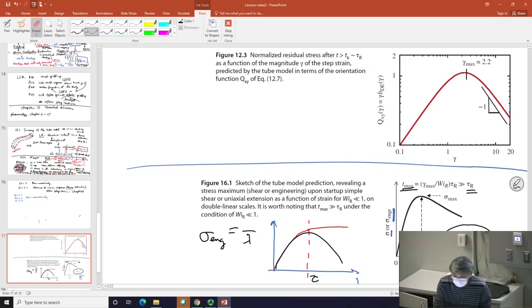In any case, I'm trying to show you that the tube model is capable of producing two maximums. One is in shear. I indicated before, we can do that one more time, that it turns out as you shear more, you basically, let's say your tau, what is it?